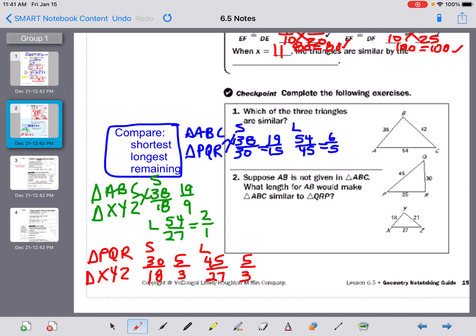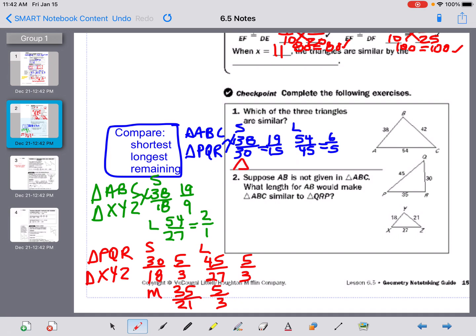We're on to something. Let's go for the remaining, or the middle side. On PQR, that would be 35. And on XYZ, that would be 21. Divide them both by 7, and I get 5/3. I like it. All of them have the same ratio, so that means that they are similar. So which of those 3 triangles are similar?